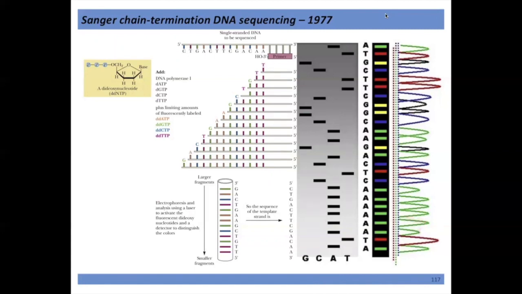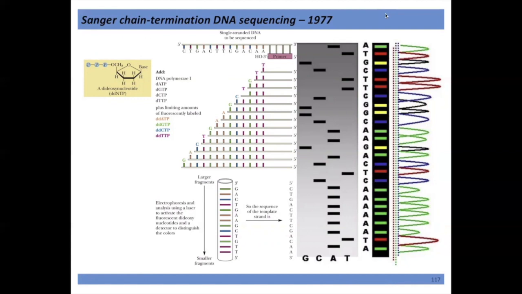And every time you see an increase in that fluorescence, and you know the color, you know what type of nucleotide that is. And so what we can do is start reading and assembling the sequence from this pattern of colors there.